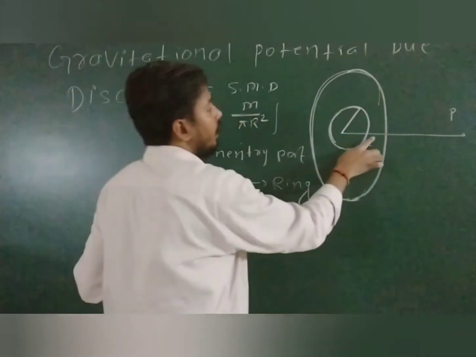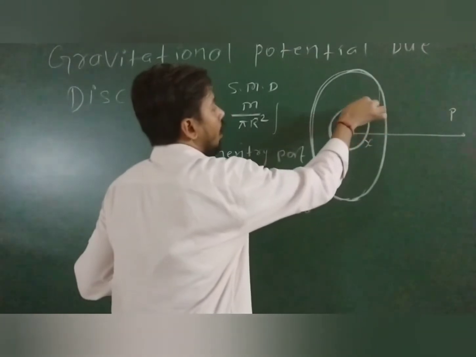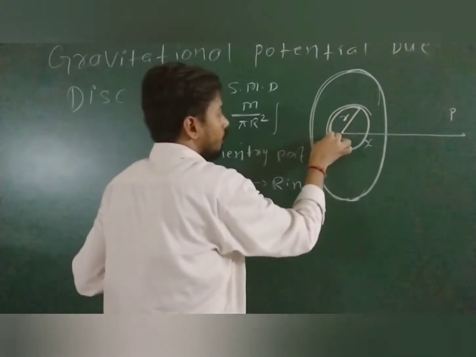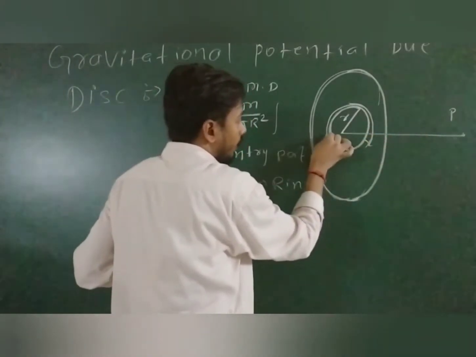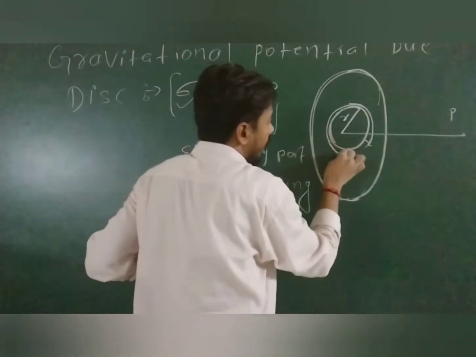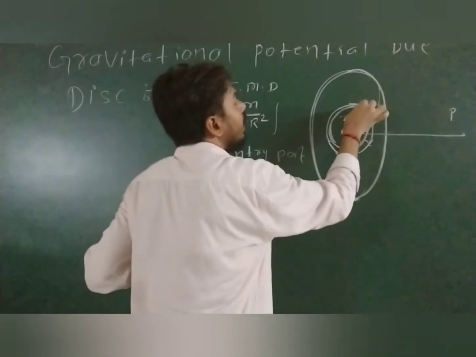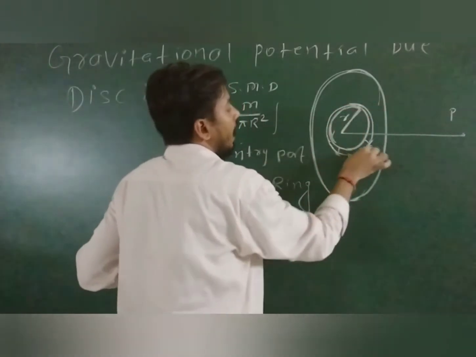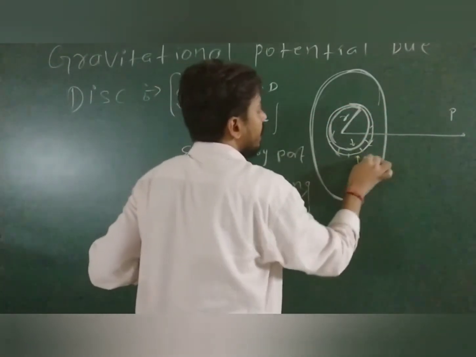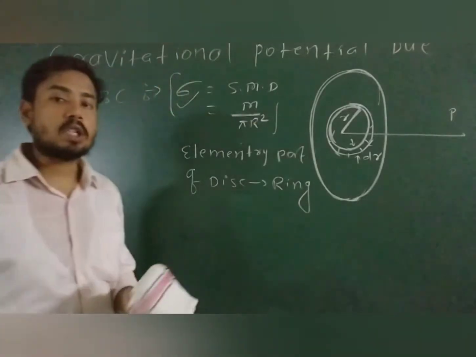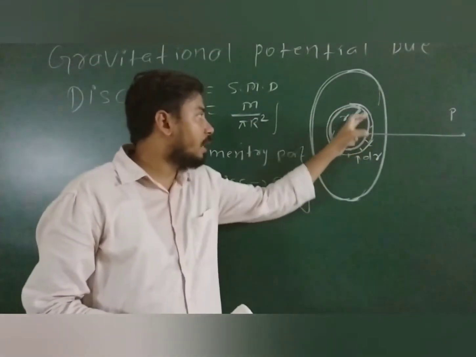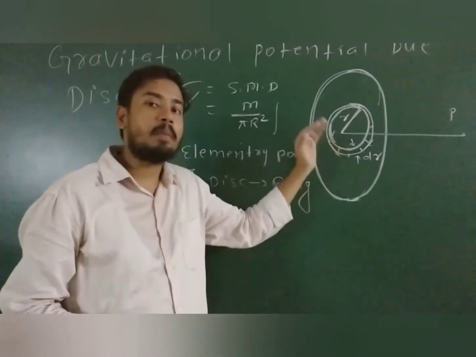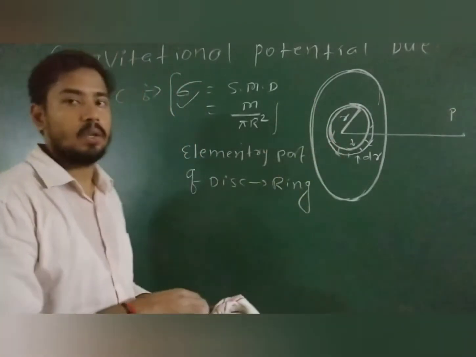Suppose this is a small r of thickness dr. My dear, please look here. I move to a random radius and select a ring of random radius having thickness dr. So first of all, I want to calculate the gravitational potential due to this ring, and after that integrate.